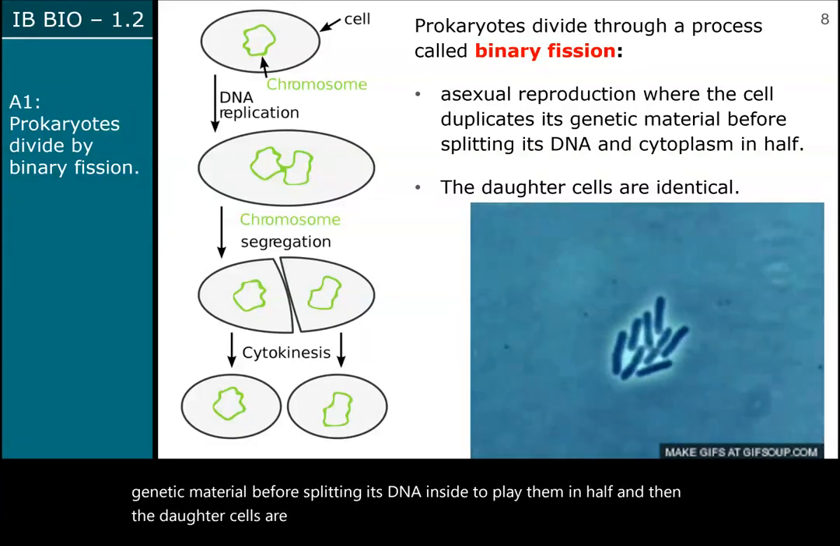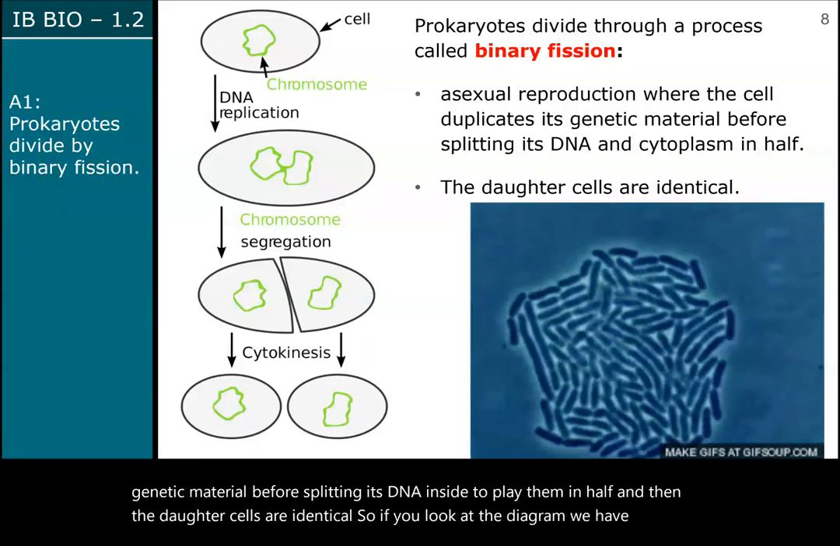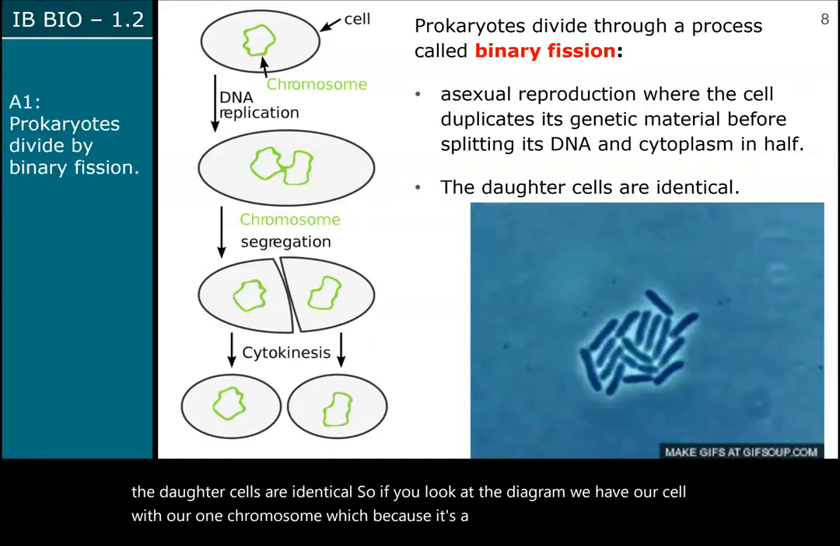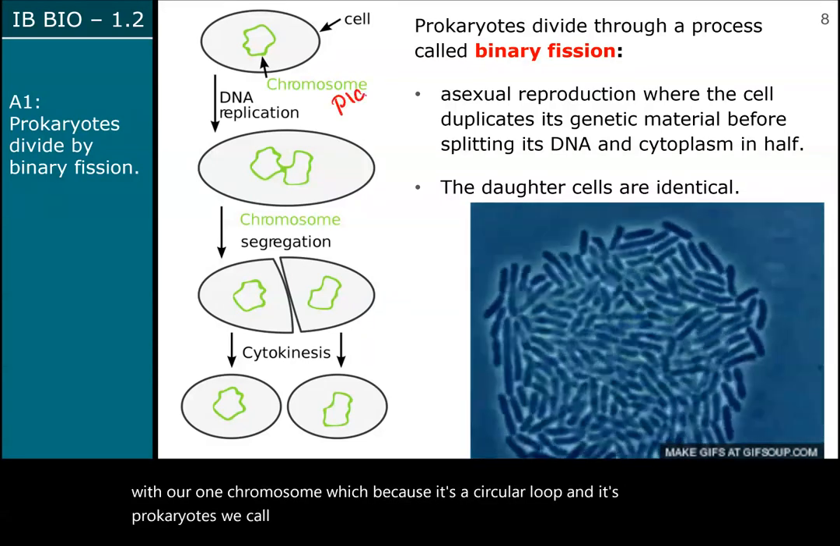So if you look at the diagram, we have our cell with our one chromosome, which because it's a circular loop and it's a prokaryote, we call it a plasmid.